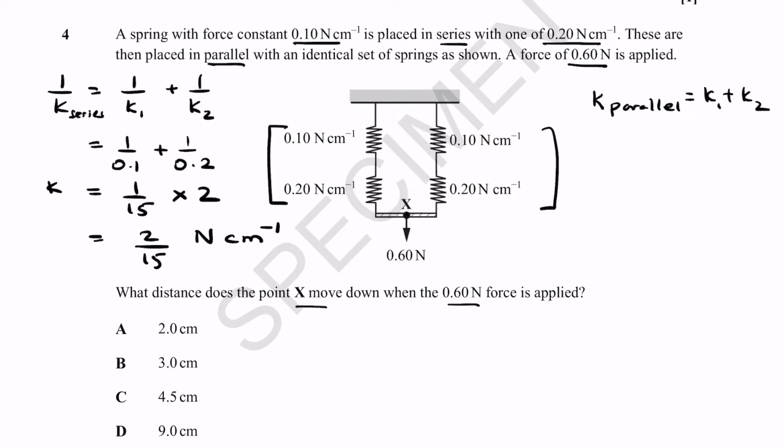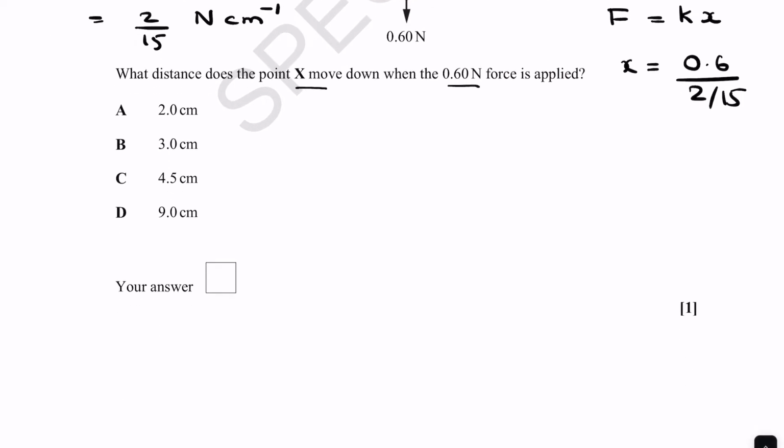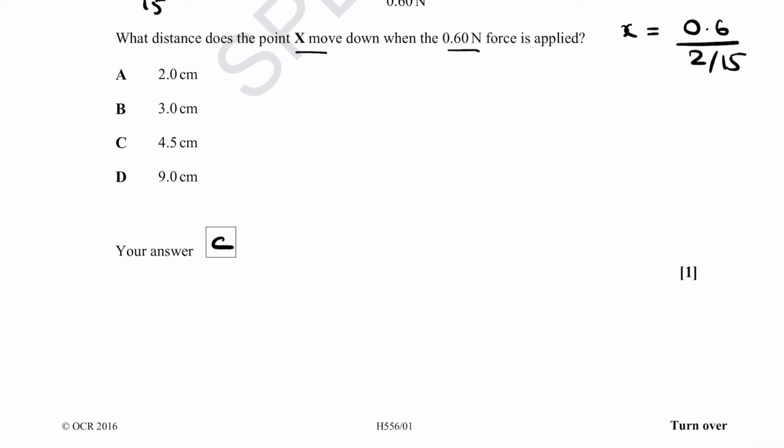Now we are given that the force of 0.6 newtons is applied, and we know that F is equal to k times x. So therefore x is equal to 0.6 over 2 over 15, which ends up giving us 4.5 centimeters, hence C is the answer.